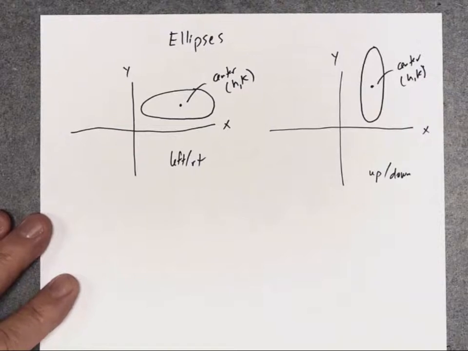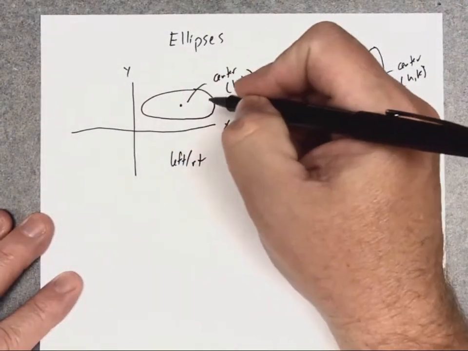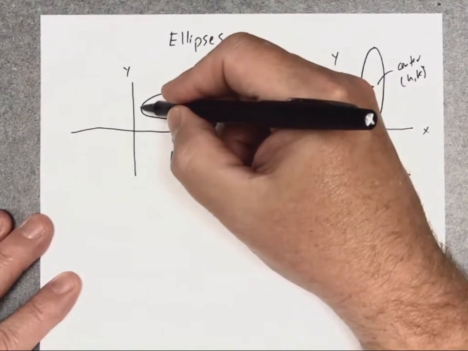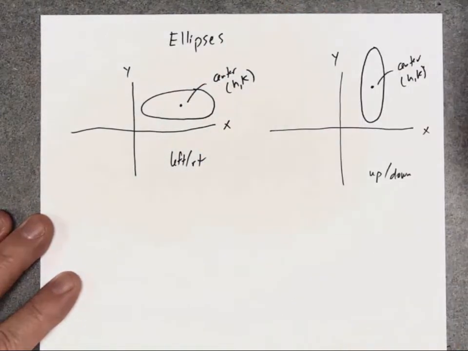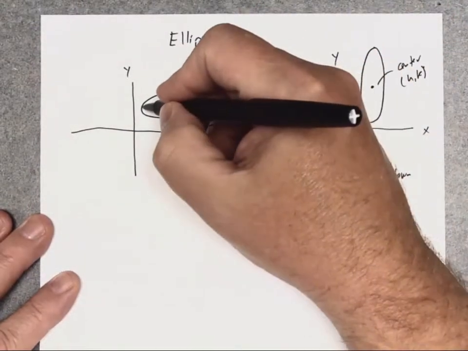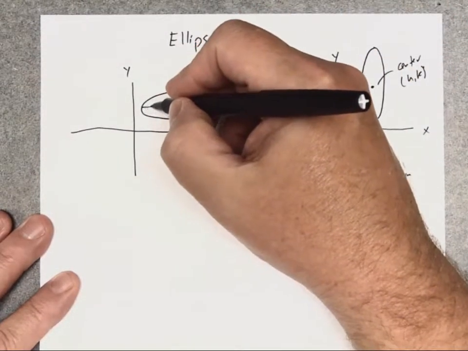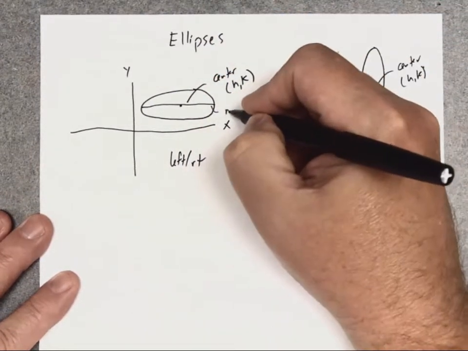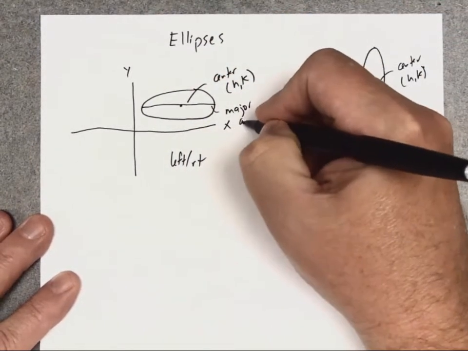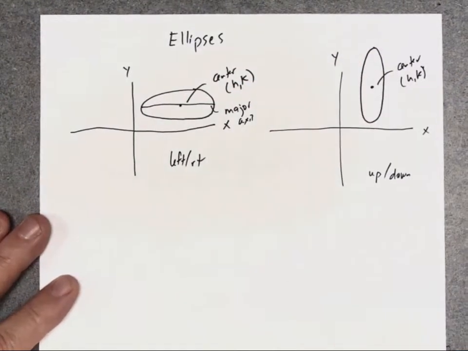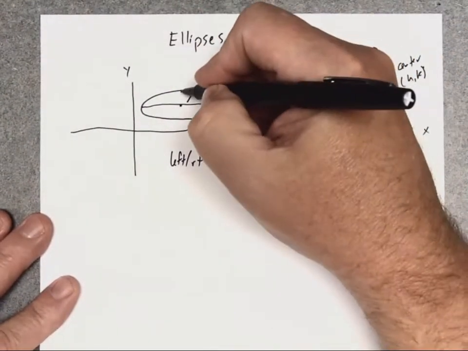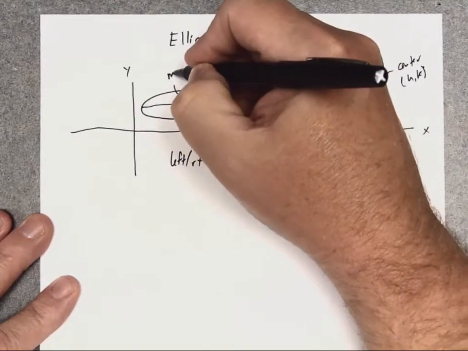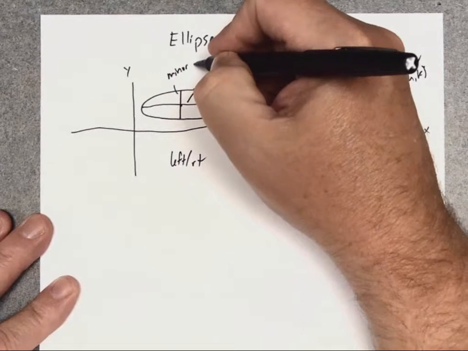Now the next thing that becomes important is we have these things called axes, and the axes go from one end of the ellipse to the other, and it goes through the center. Now the longest distance, in other words here, horizontally, this would be called the major axis. So the longest axis is called the major axis, and in this case, the up and down would be called the minor axis.